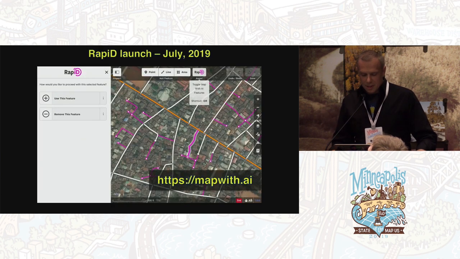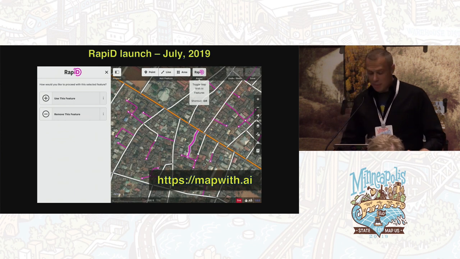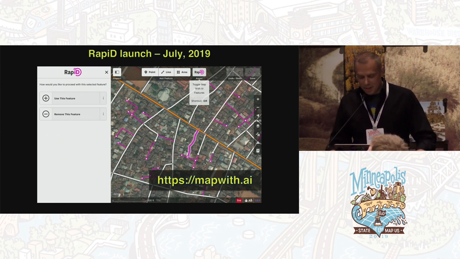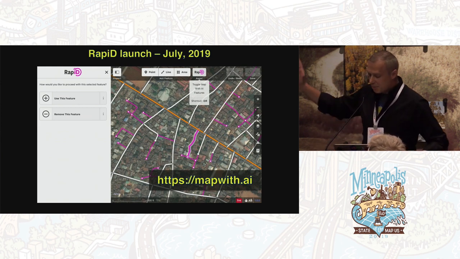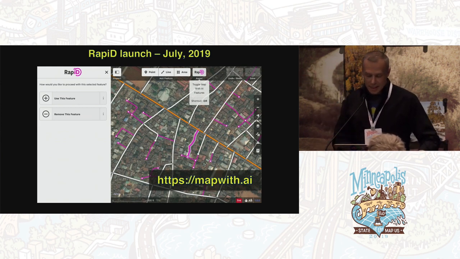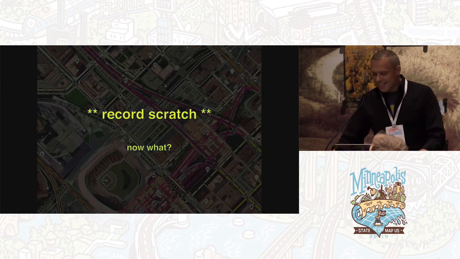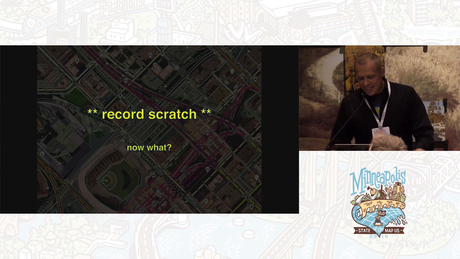And I want to call out one other huge development for iD. Facebook's Map With AI project launched in July, along with their Rapid Editor. So the team from Facebook has built something very, very cool. This uses a custom version of the iD editor with some enhancements. What they do is they detect missing roads using machine learning, and there are tools built into Rapid to review it and add it to OpenStreetMap. So if you haven't tried it out yet, you should really visit their website. I put it up here, mapwith.ai, and just try it out. It's pretty awesome.